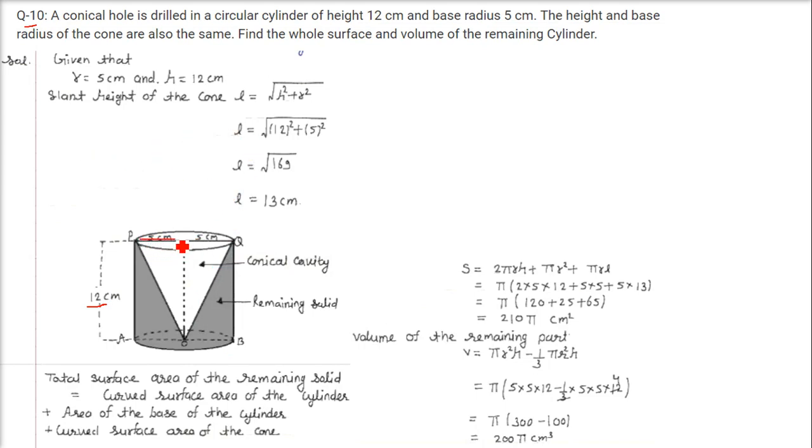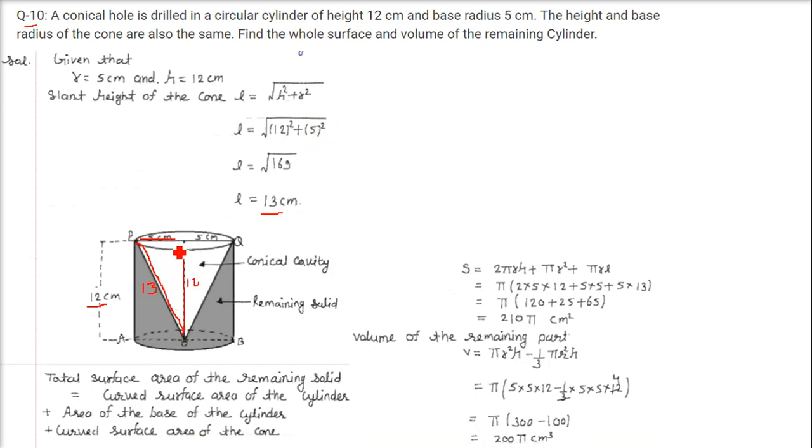So here we have this as 5, the height is also given as 12. So we can find out the slant height of the cone. That is going to be under root 5 square plus 12 square. We are using the Pythagoras theorem. So L will be equal to under root 12 square plus 5 square, under root 169. So the slant height would be 13 here. This will be the slant height.